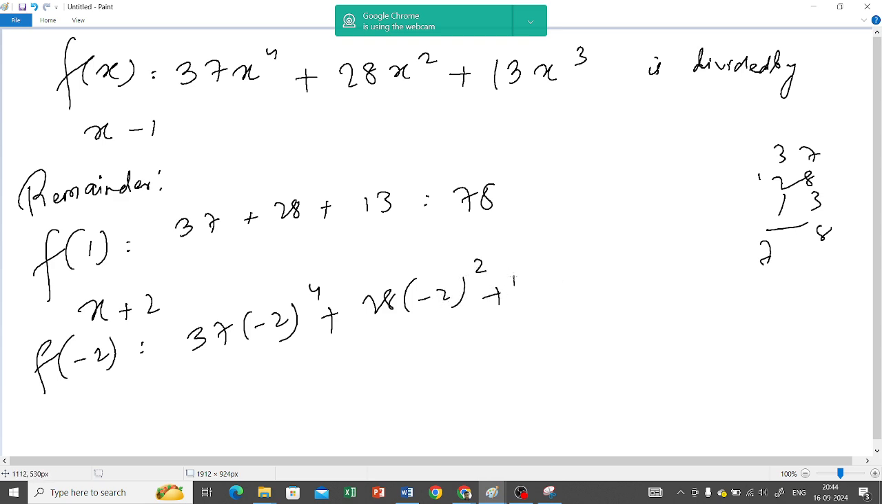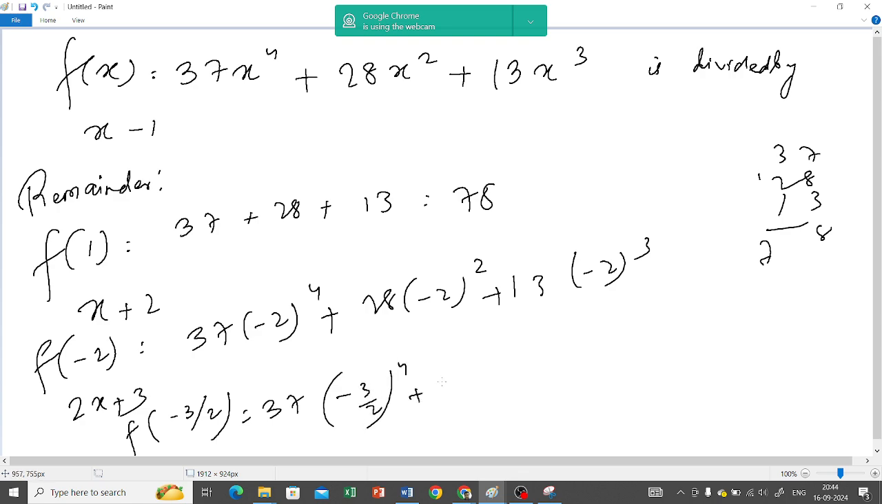plus 28 times minus 2 square. I cannot calculate this now. Okay, if it is divided by 2x plus 3, then f of minus b by a, that means minus 3 by 2. That is 37 times minus 3 by 2 to the power 4 plus 28 times minus 3 by 2 square. Okay, understood?